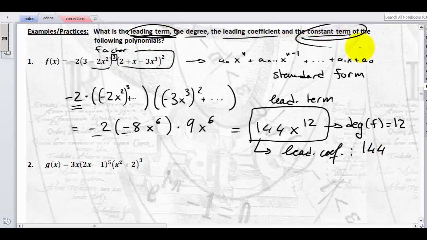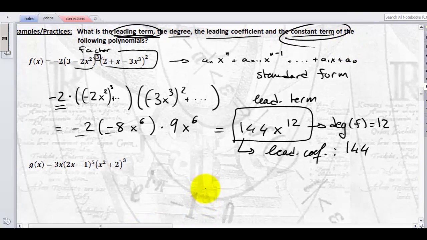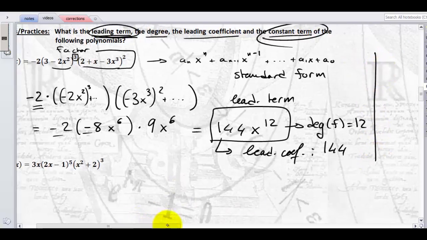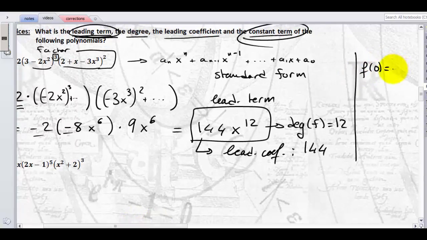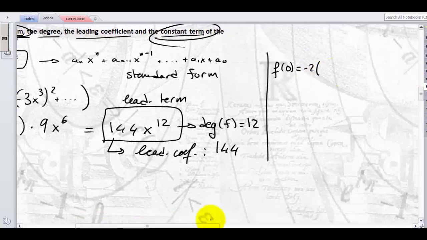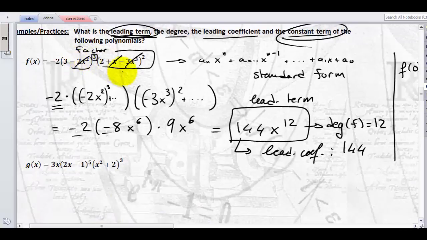Then I want the constant term. Well, the constant term is pretty straightforward. It's f of 0. So I need to go right here and get f of 0. What is f of 0? So it is negative 2 times 3 minus 0 cubed, right? So 3 cubed. And then times a bunch of 0, like this is 0, right? This was 0 right here. This is 0, 0, 0.